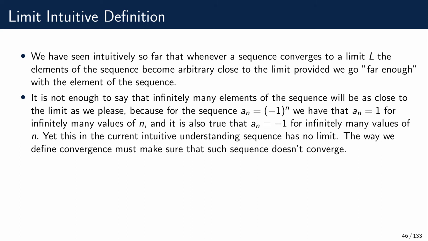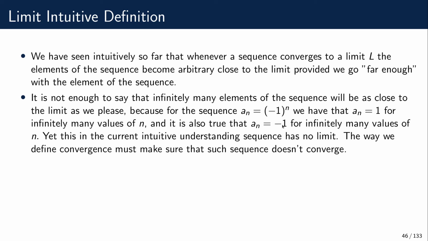For example, it is not enough to say that infinitely many elements will be as close to the limit as we please. Take the sequence a_n, which is (-1)^n. If we think of it intuitively, the sequence oscillates between 1 and -1, so this sequence tends nowhere, and we'd better have a definition that says that, according to this definition, the sequence does not converge, right? But if we look at the value 1, for example, then for infinitely many elements of the sequence, their distance from 1 is 0, and there are other infinitely many elements, and their distance from -1 is 0.